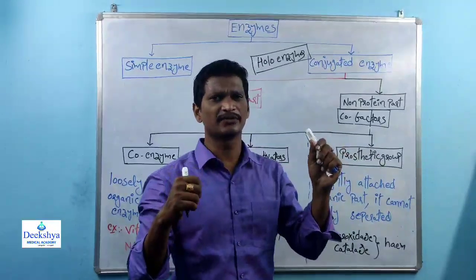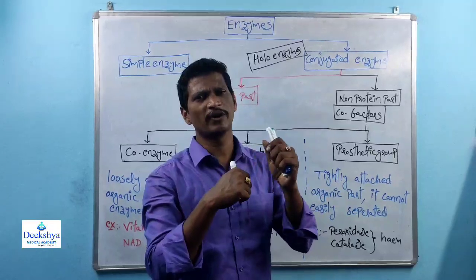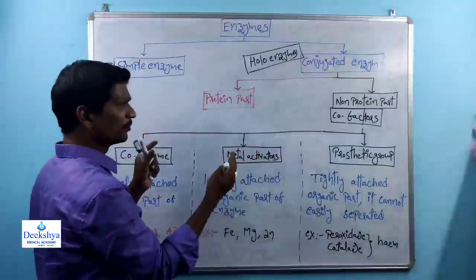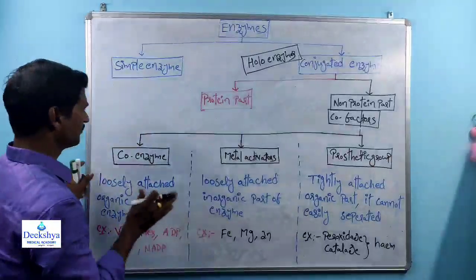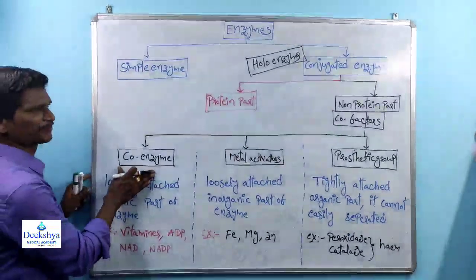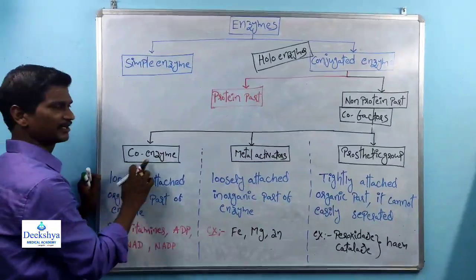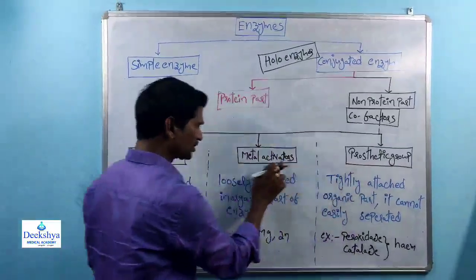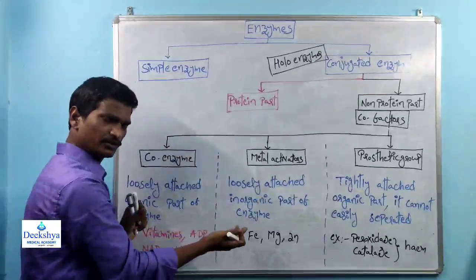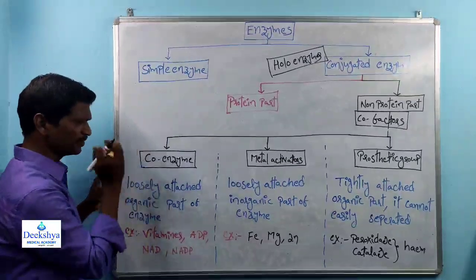The interaction between enzyme and the cofactor can be grouped into three types. The very first one is the coenzyme. Within cofactors, three groups are there: coenzyme, metal activators, and prosthetic group. These three groups are either organic molecules or inorganic molecules. See the very first one, coenzyme.